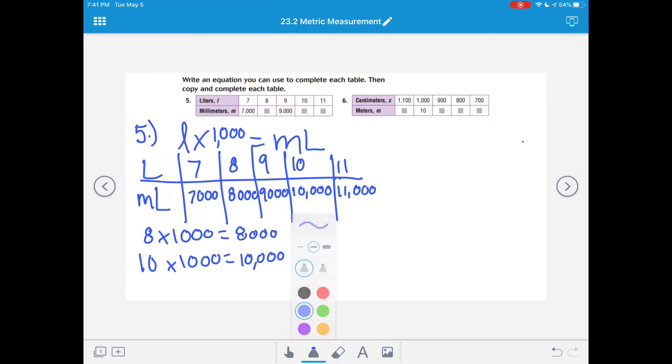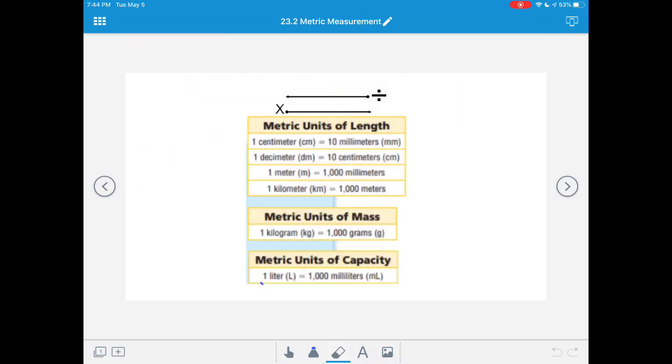Number 6. Number 6, we are going from centimeters, so cm, to meters. Let's take a look at our chart to see how we can get from centimeters to meters. Now, looking back at our original chart that I had you copy down from the book, that does not actually have that conversion. I see centimeters to millimeters, and I see meters to millimeters, but I don't see centimeters to meters. So let's take a look at that.